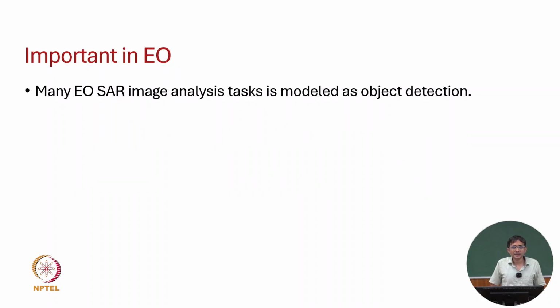Indeed, object detection is very important in earth observation. Many earth observation SAR image analysis tasks are modeled as object detection, again depending on the resolution and all. So it could be ship detection, building detection, or even vehicle detection. Let's say we are talking about high resolution SAR images and vehicle detection. This is something important from the security defense perspective as well.